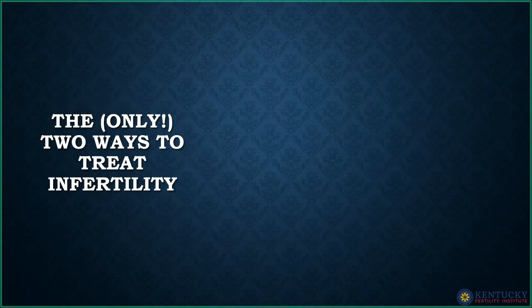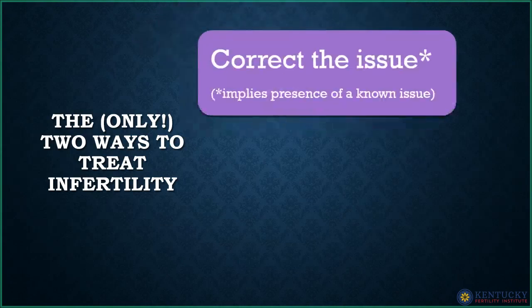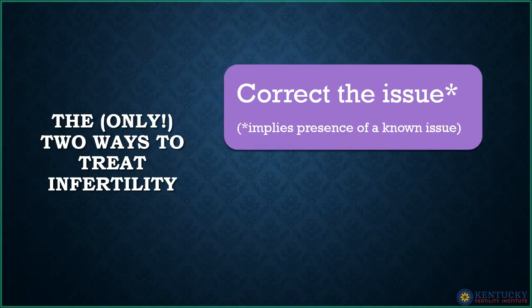Beyond that, there are really only two ways to treat infertility, and this is one of the things I really like about my job, is it's extremely easy. The first is just fix the issue, right? And so if we can identify what the problem is, fix it. You know, if you're not ovulating, start ovulating. I mean, there are some things that are just a very simple flip of a switch that for many patients with added time may very well lead to successful conception.